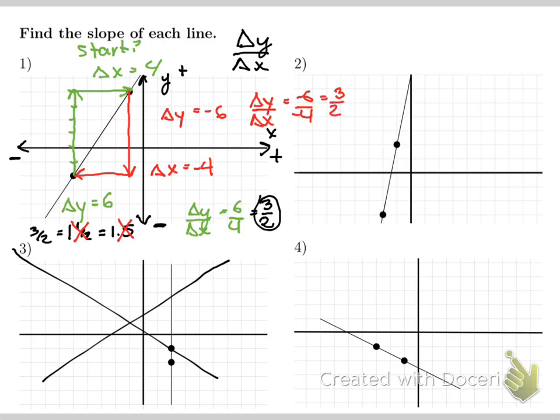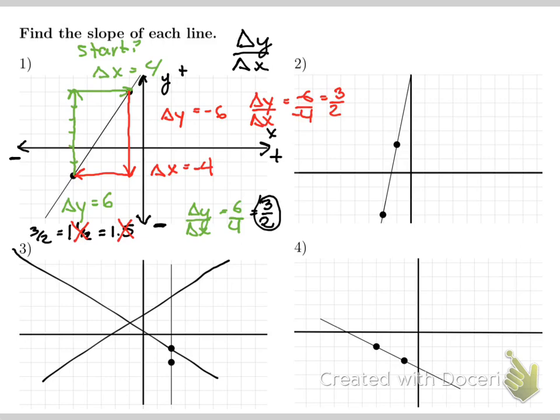So we've just proven to ourselves it doesn't matter where we start and where we end. As far as finding our slope, we're still going to get the same ratio of our change in y over our change in x. Let's look at this next graph here.